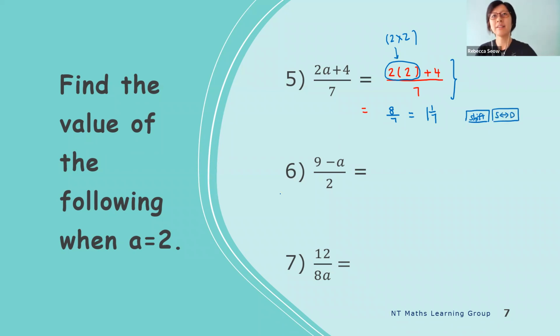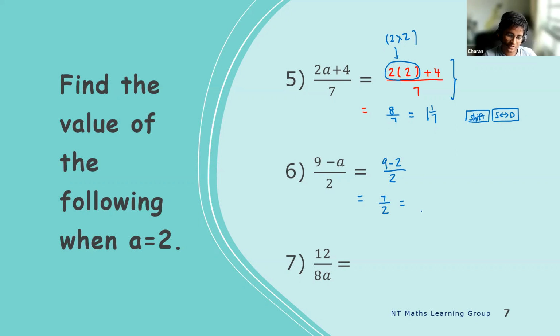Okay. Now let's move on to the next one. So 9 minus A out of 2. So we replace the A with the number 2. I think we could work this out without a calculator. So numerator 9 minus 2, 7, right? And denominator 2. Okay, so let's convert this into a mixed number. We'll get 3 whole 1/2. 3.5. That's good.